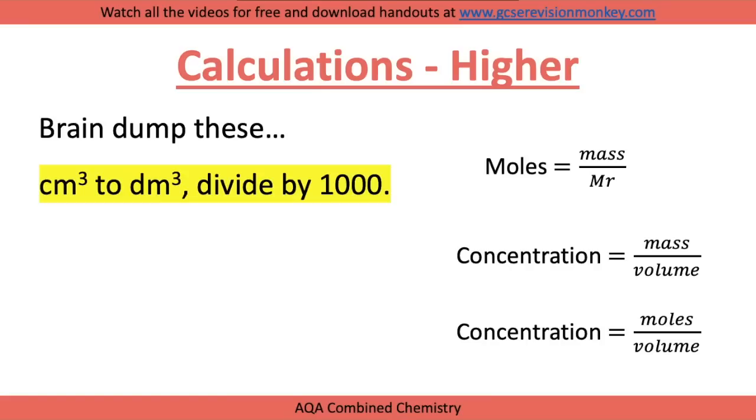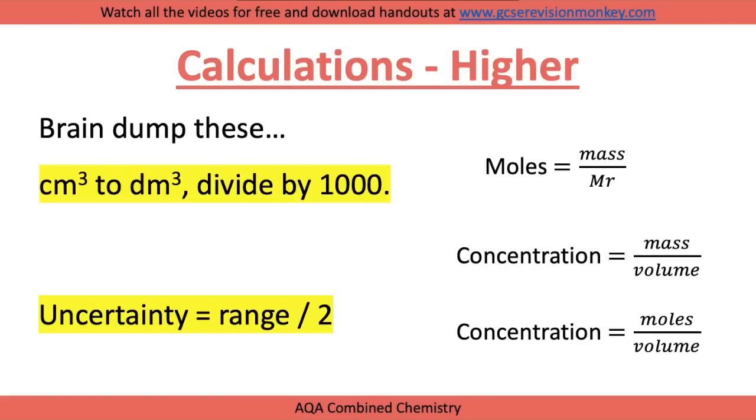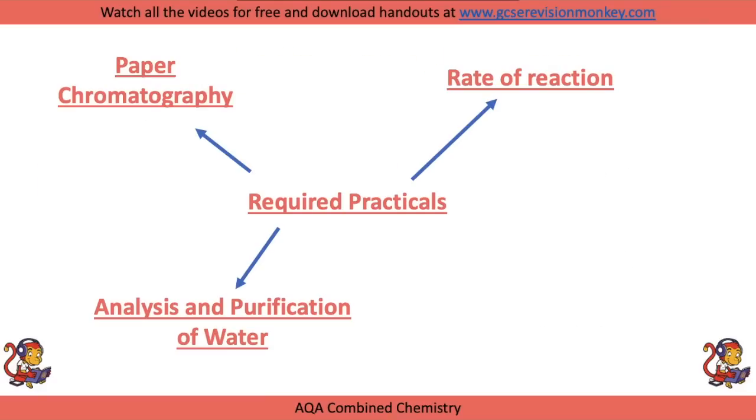Remembering if you have a volume in centimetres cubed, to convert it to decimetres cubed you divide by 1,000, and uncertainty can come up on any paper, and that is equal to the range divided by 2. So brain dump those as you go in the exam because you might need them for paper 2 as well as paper 1. The required practicals that you need to be aware of are rate of reaction, analysis and purification of water, and paper chromatography.